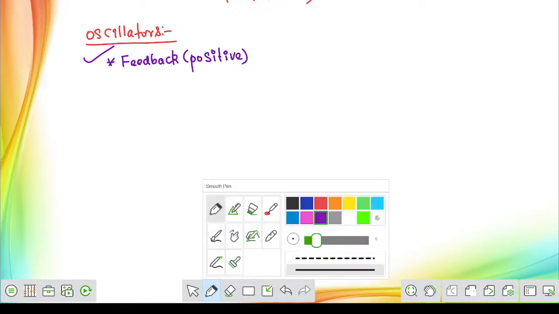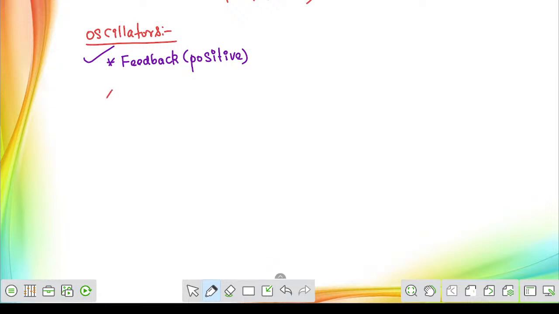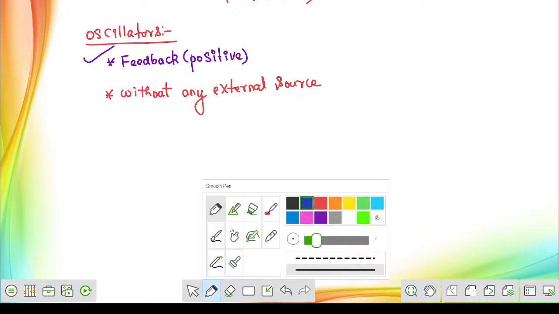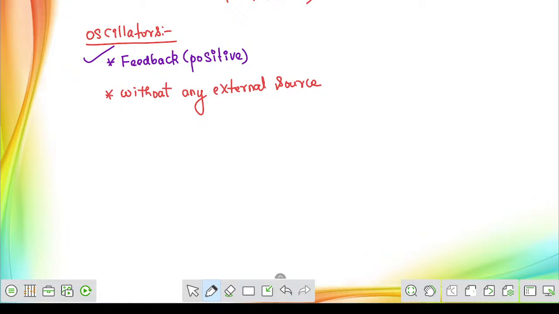Since it is a positive feedback amplifier, if we take the general feedback amplifier circuit, in an oscillator circuit we are mostly trying to run this without any external source. So how is it possible? Yes, we are doing it. With the help of the internal feedback circuit, it is running as a free running oscillator. It is not taking any supply from an outside circuit.